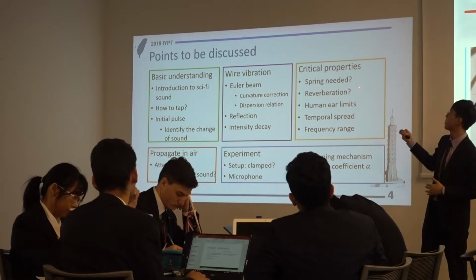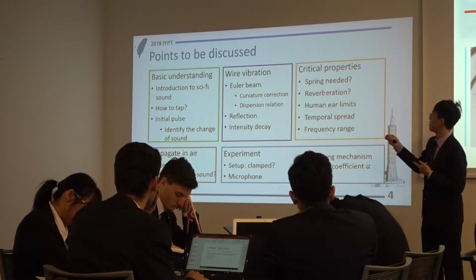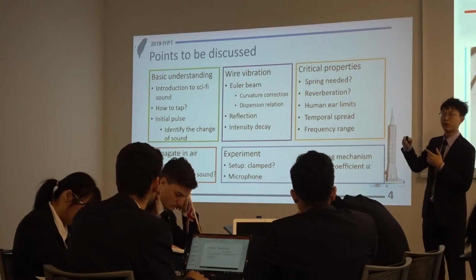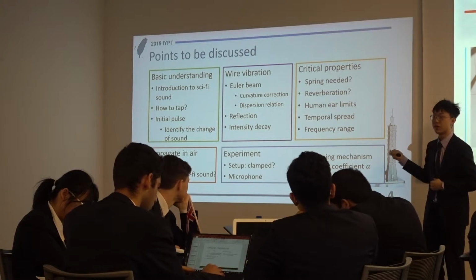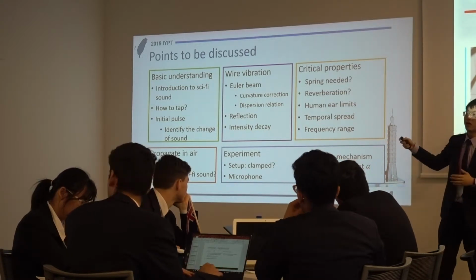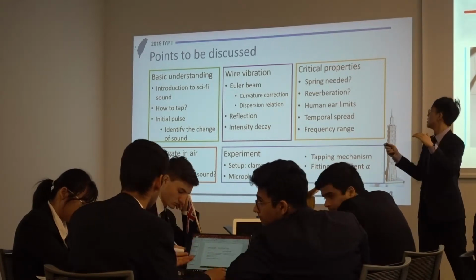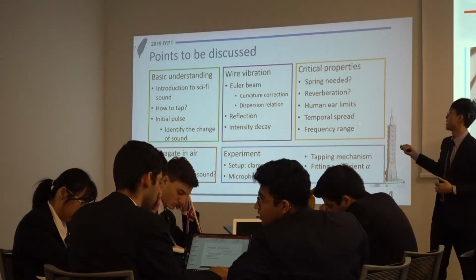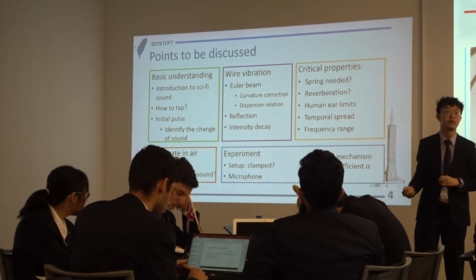Also, it's about the critical quantities. The reporter talks about how the reverberation is needed as multiple lines, and the dispersion relation, and the frequency range as well. But he didn't clearly identify the temporal aspect, the time difference between the higher and lower frequencies, and it's really important for hearing the sci-fi sound, and how that's related to the human ear experience. So let's go to the discussion.